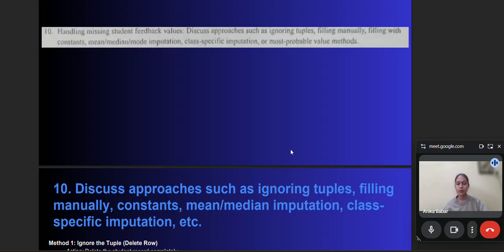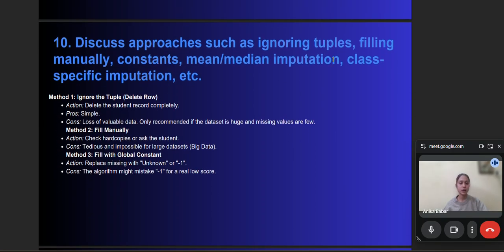In the next question, we are going to discuss approaches such as ignoring tuples, filling manually, constants, mean, median imputation, class specific imputation, etc. So in the first method, method 1, ignore the tuple, which is delete row. The action we take is to delete the student record completely. Its pro is that it is simple, but the con is loss of valuable data. Only recommended if the data set is huge and missing values are few.